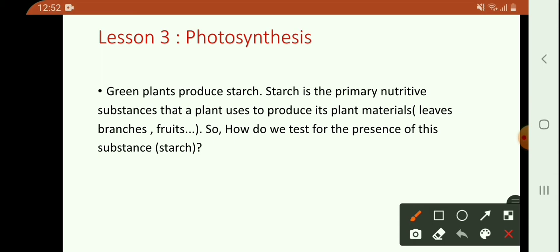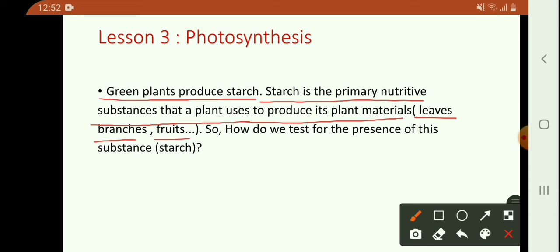I explained in the previous video that green plants produce starch. النباتات الخضراء بتنتج starch هي النشا. Starch is the primary nutritive substances that a plant uses to produce its plant materials. النشا هي المادة الغذائية الأولية اللي بتستعملها البلانت لحتى تنتج البلانت materials يعني هن leaves, branches, fruits, etc.